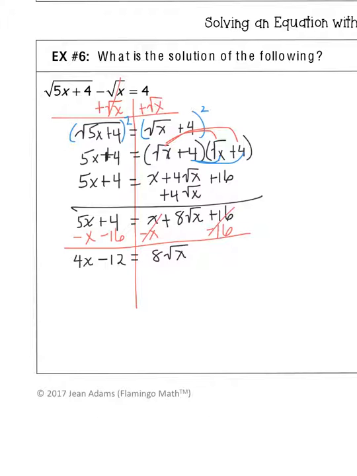Then at this point, if you try to divide this by 8 and divide this by 8, 8 is not going to go in here evenly or in here evenly. But this, this, and this are all divisible by 4. So it would be to your benefit to divide this by 4, divide this by 4, and divide this by 4 to make your numbers smaller. So you're going to end up with x minus 3 is equal to 2 times the square root of x.